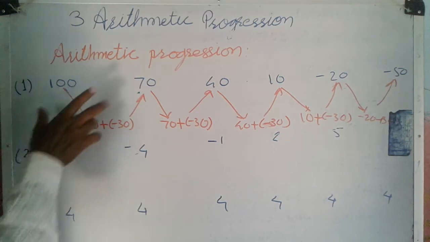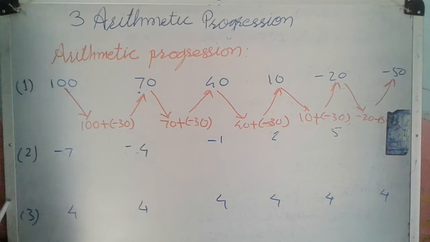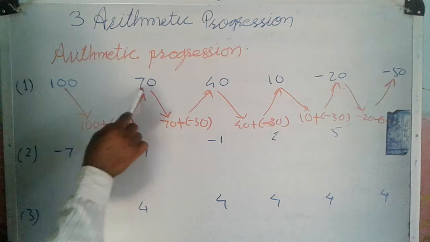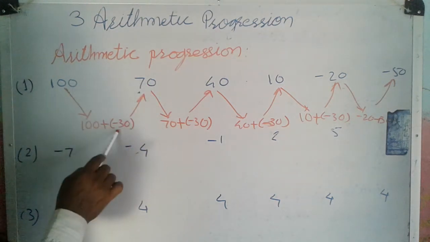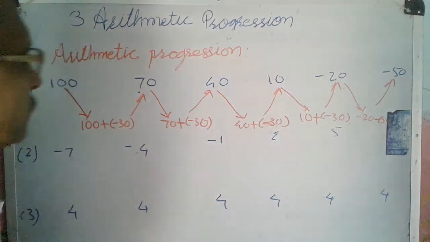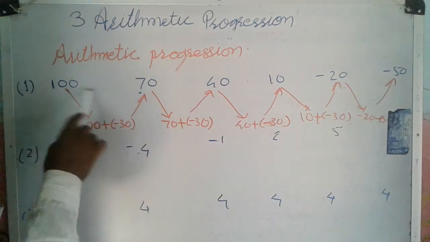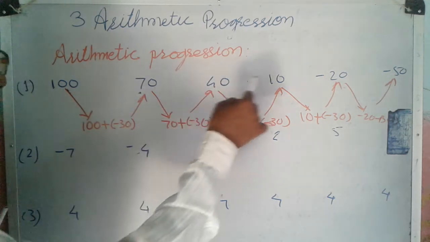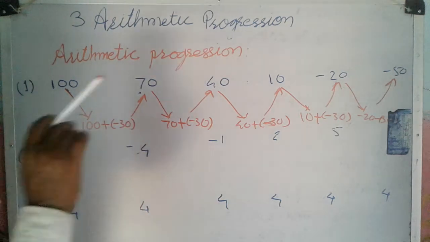That means here, if we observe these numbers, there is a difference of 30 between two successive terms. In two successive terms, there is a difference of 30. That means this difference is constant. 30, 30, 30, 30. That means here 100 minus 70, 30. 70 minus 40, 30. 40 minus 10, 30. That means the difference between two successive terms is constant.